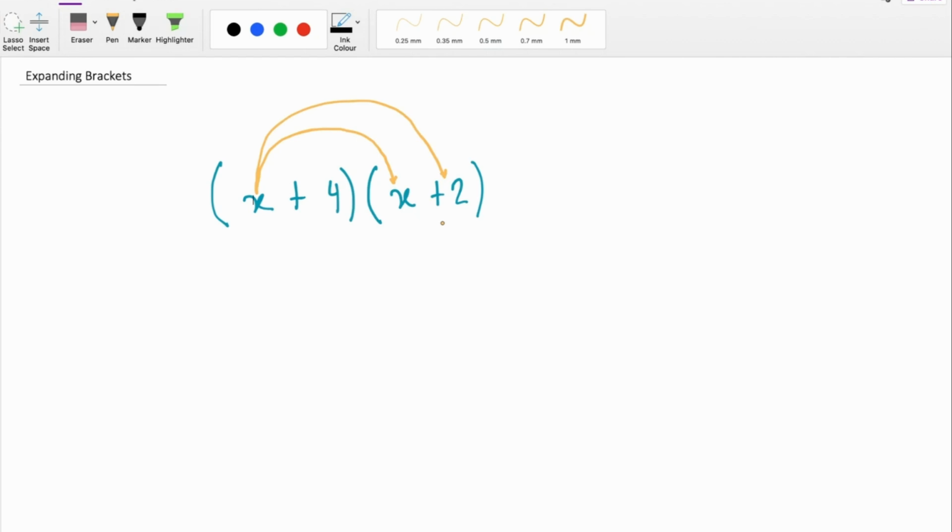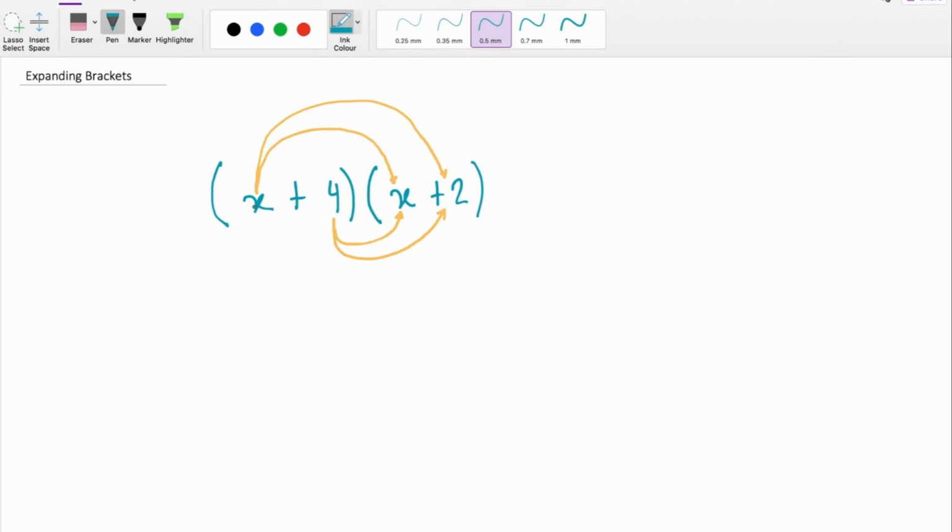The second half deals with this 4. The 4 is going to now multiply with the first term in the second bracket, which is x, and then the 4 will multiply with the second term in the second bracket, which is 2. And that will give you the second half of the expansion. So if we were to rewrite and expand this underneath, let's do it together.